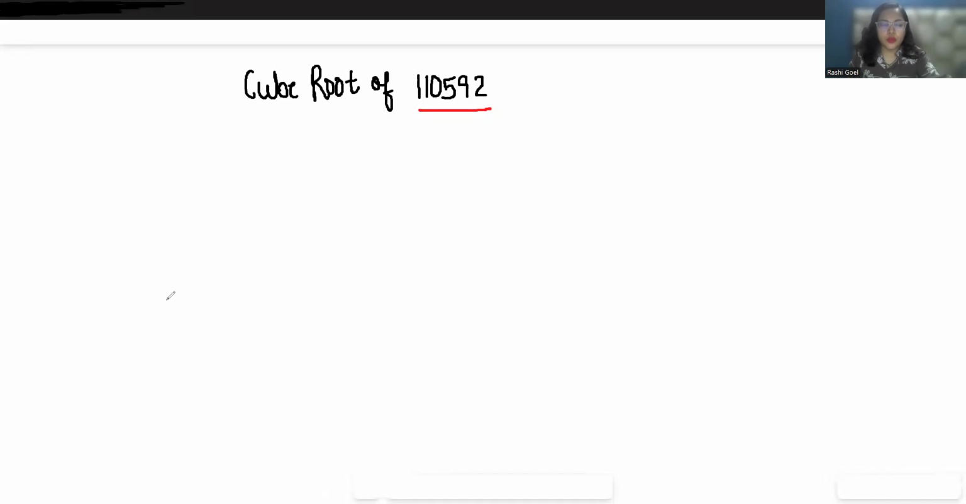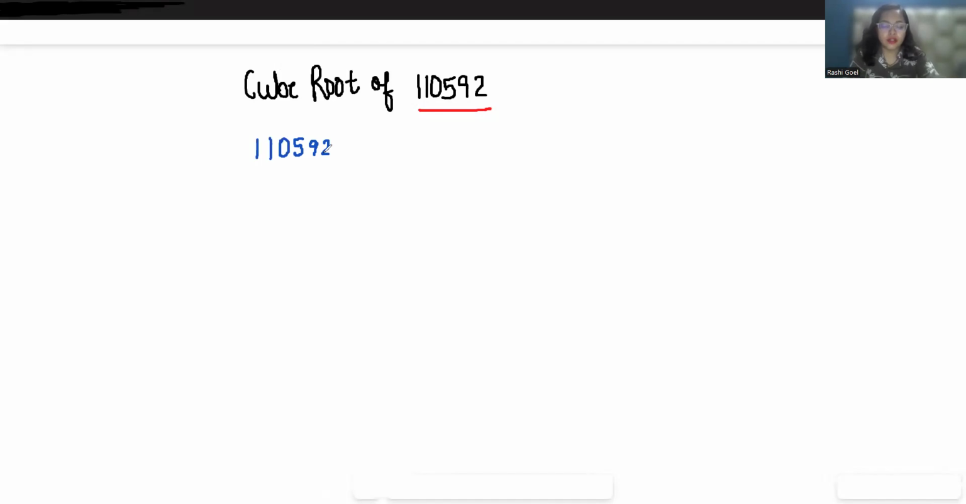Can you find the cube root of 110592 without a calculator? Most people get stuck, but I'll show you a shortcut that works every time. So let's go. First, we'll break 110592 using prime factorization. So keep dividing by 2 till you can't anymore.